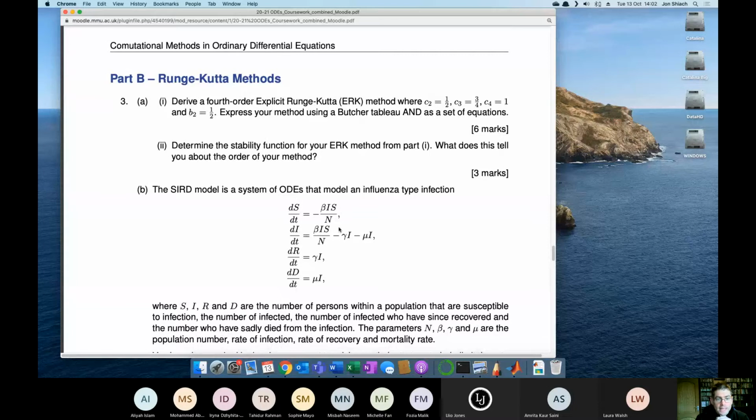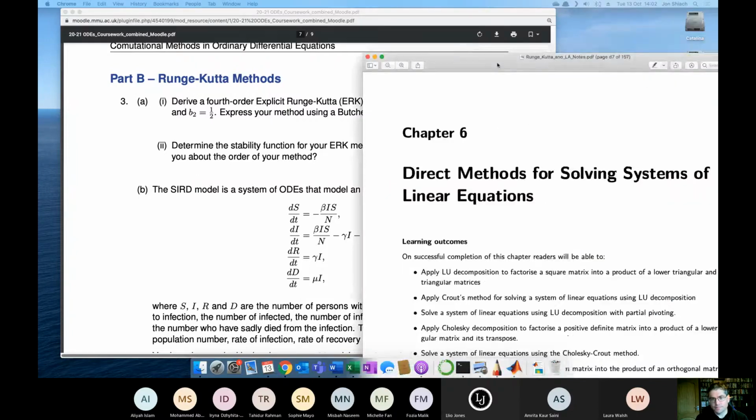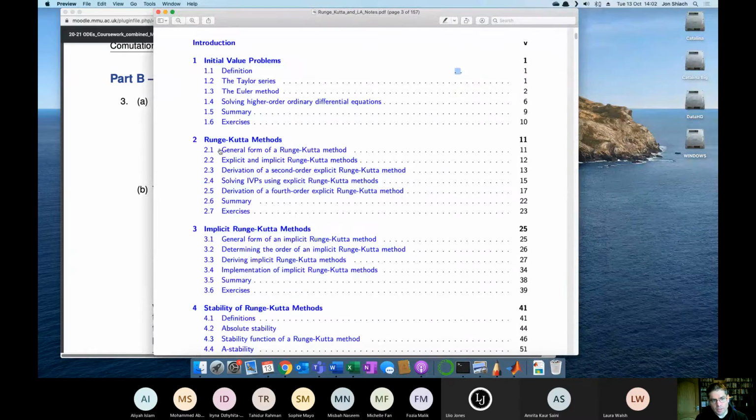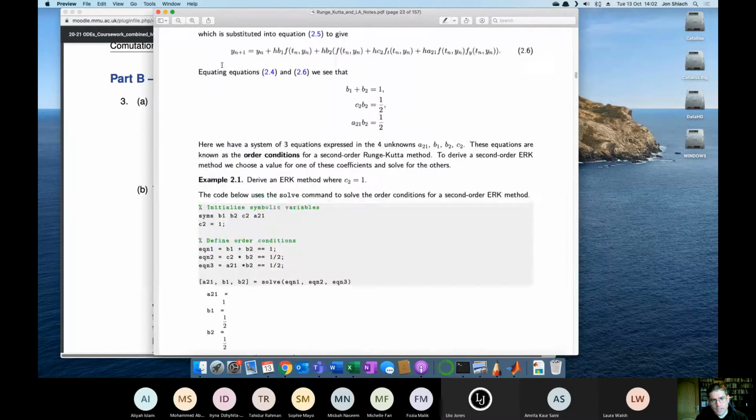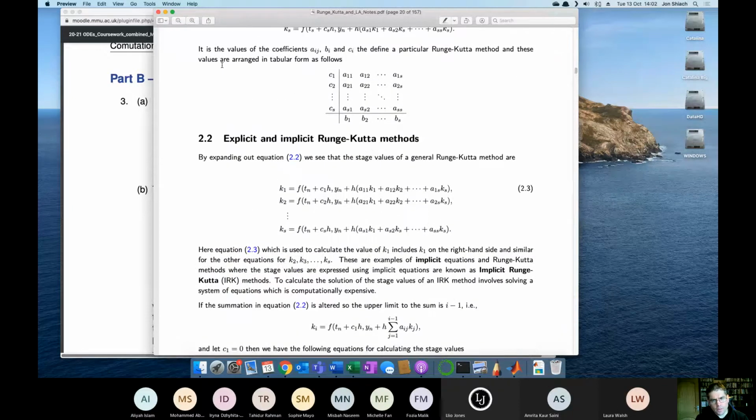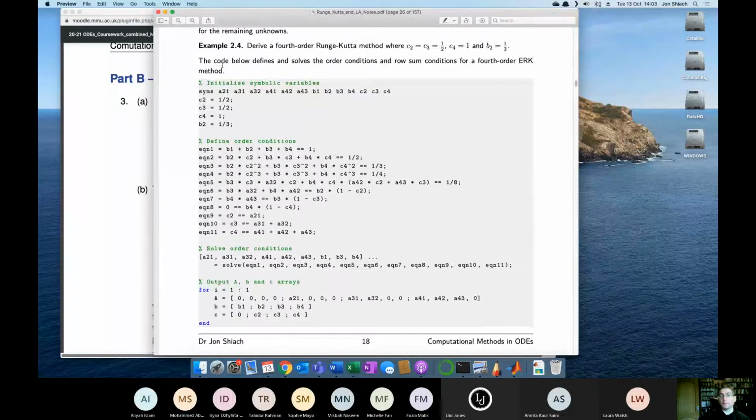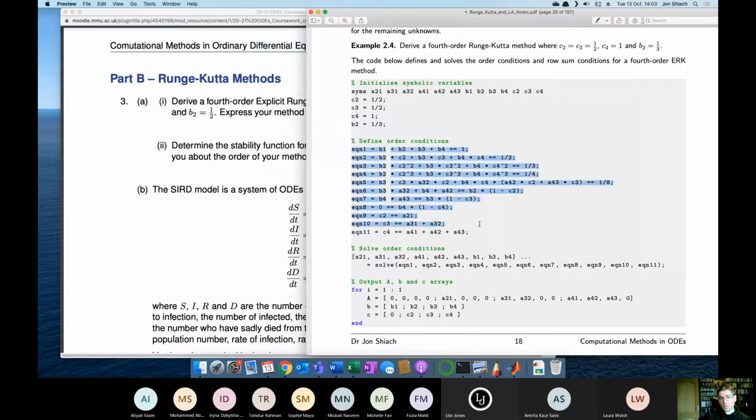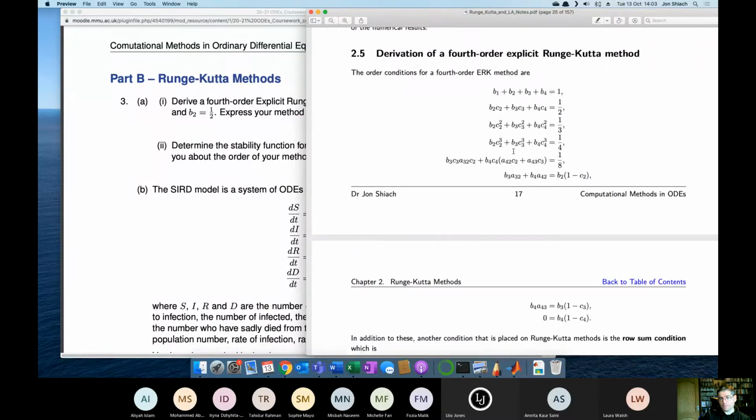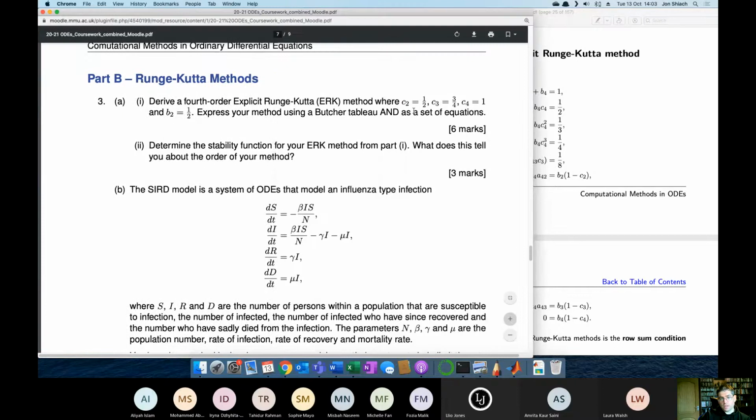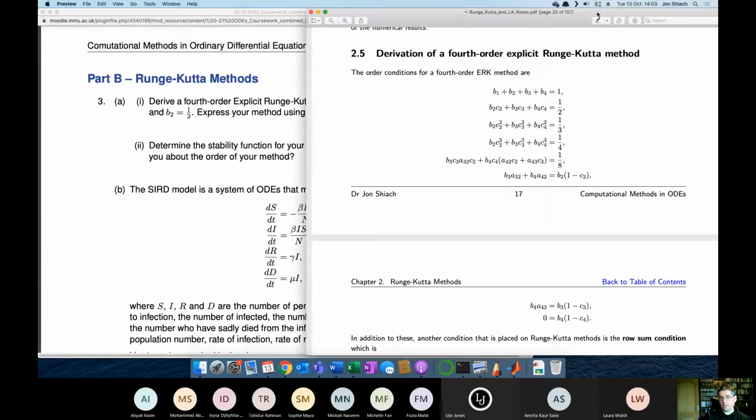Question 3A part 1 seems to be giving a lot of people some difficulty. What I would say is, if I bring in the notes, there's example 2.4 in the notes. Here we have all of our 11 order conditions in total. I've given you the values of C2, C3, C4. I'm not going to tell you what the value of C1 is, but it's an explicit method, so I'll let you work out what C1 is.